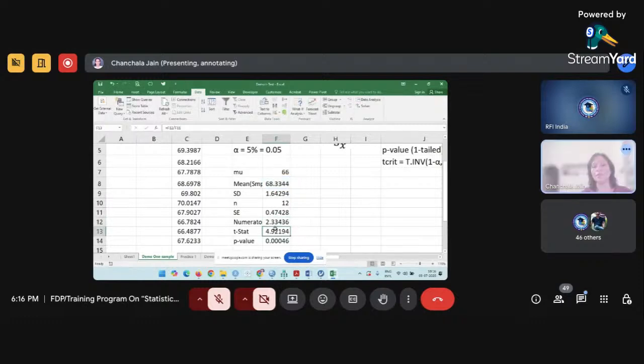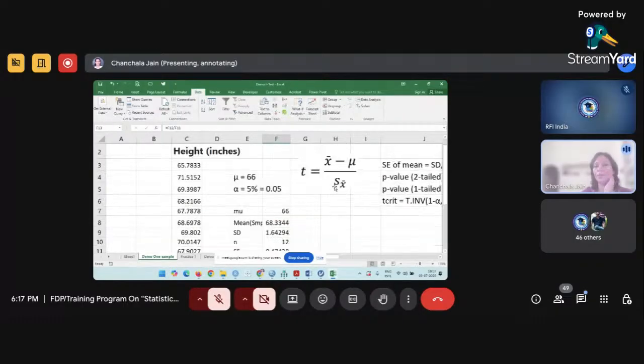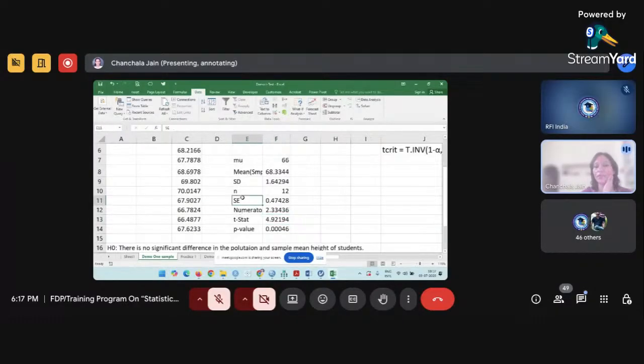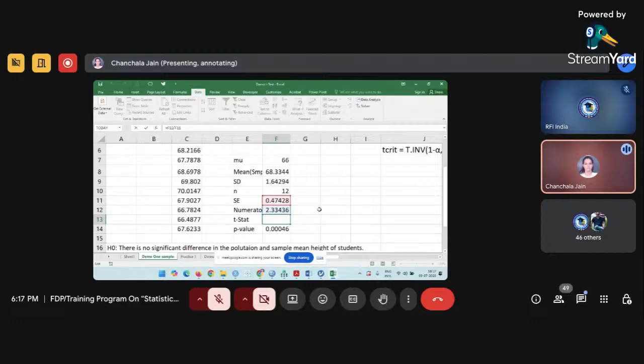And then T stat, the T statistic value or T calculated value, is numerator divided by denominator. Denominator is the standard error of the mean. So I selected these two. The division of the numerator and the standard error of mean will give you the T value. Again, I say please look at the formula.